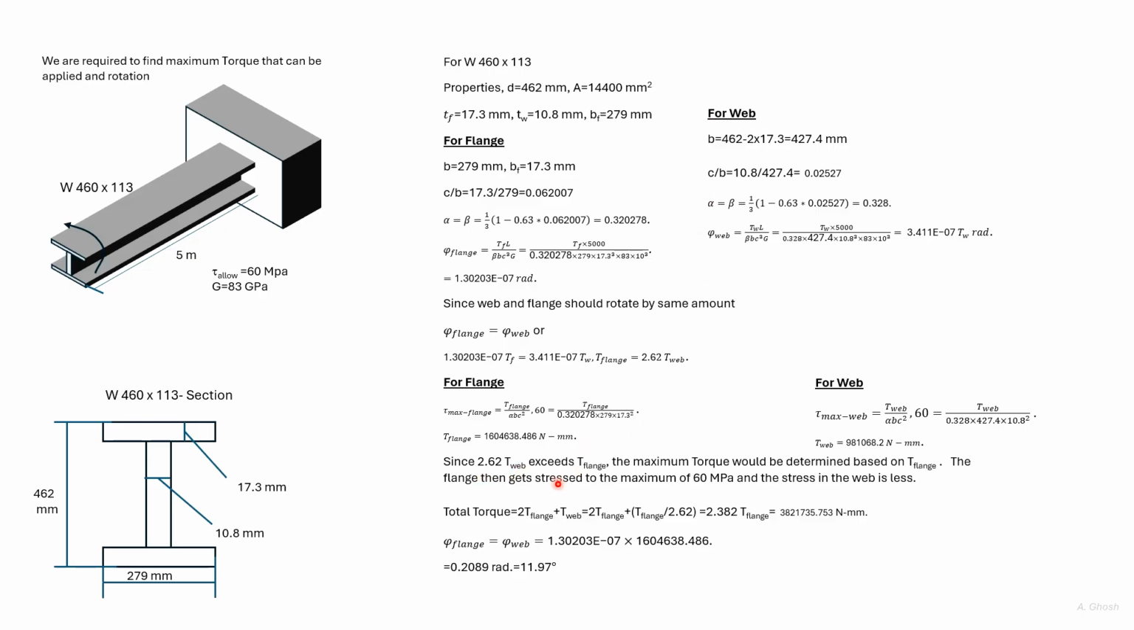We have already found out the torque in the web by dividing the torque in the flange by the ratio. The total torque is given as twice the torque in the flange plus the torque in the web. We can use any of the equations of angle of twist. In this equation of phi flange, we have already found out TF. So we can find out the angle of twist of the whole I section.